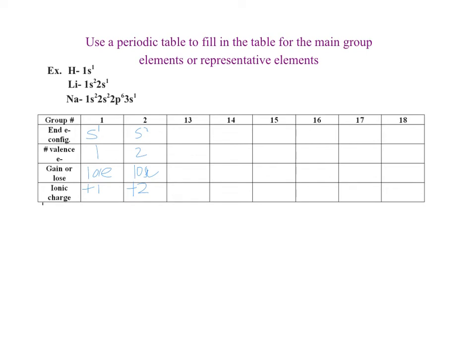Group 13 would have a full S sublevel and then P1. And so if we added our S and P, we'd have 3 valence electrons, still losing, +3. Sorry, my handwriting looks like chicken scratch. Here we would have S2P2. I'm just going to keep going.